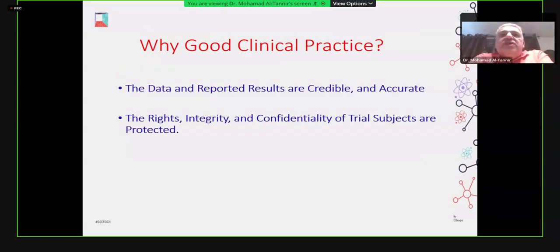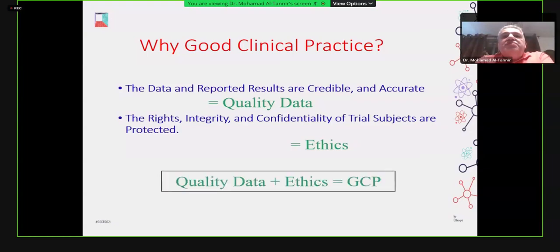In summary, why good clinical practice? For 2 reasons, as we stated in our introduction: in order that the data and reported results be credible and accurate, and also to preserve the rights, integrity, and confidentiality of trial subjects. So quality data plus ethics equals GCP. Ethics alone is just a part of GCP. Good, valid data without ethics do not really fulfill GCP. Both should be associated in order to really give good clinical practice for clinical research on human subjects.